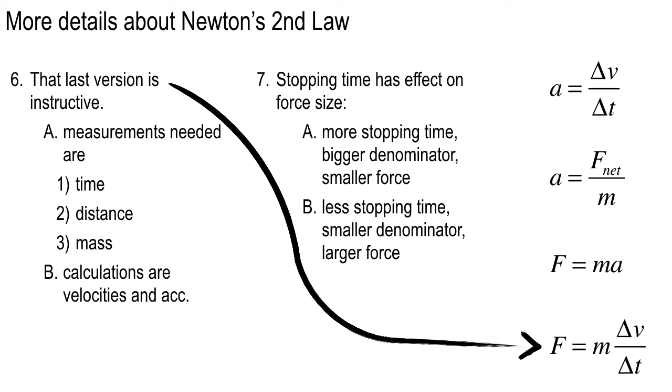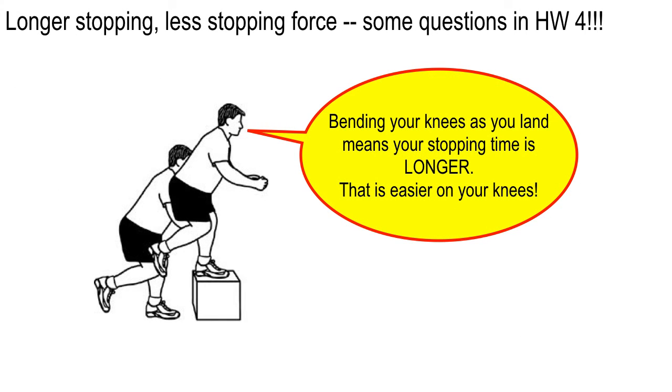Because for the brick wall the delta T is so much smaller, so the stopping force is large. For the snowdrift, delta T is much bigger. It might take you a full second. Okay, so the stopping force is much less. And therefore, it's easier on your car. So in terms of box jumping, longer stopping time, less stopping force. And did I say that we're going to have some questions in homework 4? Yeah. We're going to have a bundle of questions in homework 4.